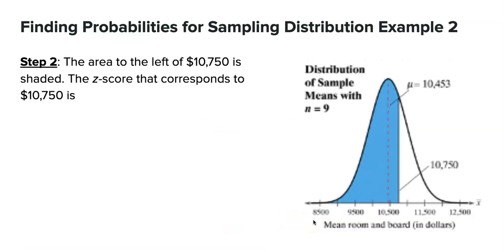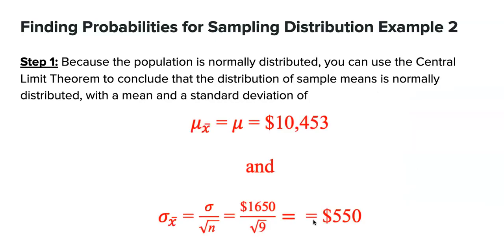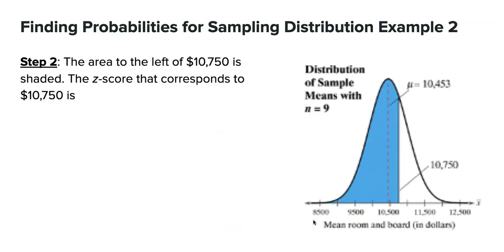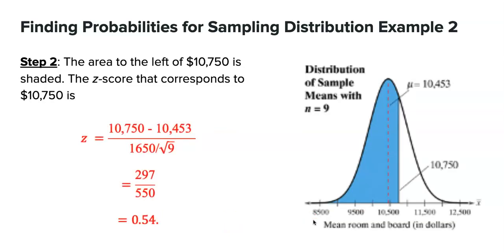Alrighty. So after that, let's try to get the z-score to the left of $10,750. What is going to be the z-score of that? Now, in order for you to find the z-score, you need to use the mean and the standard deviation that we just found. So do 10,750 minus the mean, which is 10,453, and divide that by 550, that's the standard error. If you do that, you get 0.54 to be the z-score. So this is nothing more than just the z-score formula that you always use, but it looks a little different because we had to divide by the standard error, right?